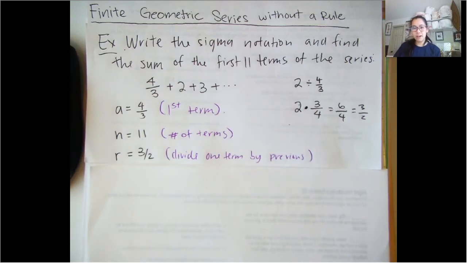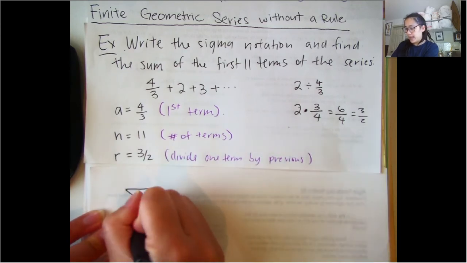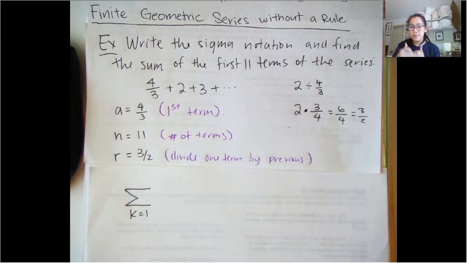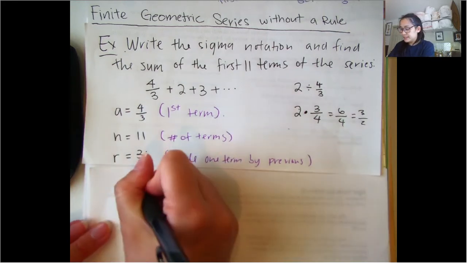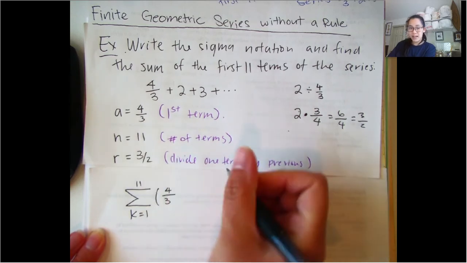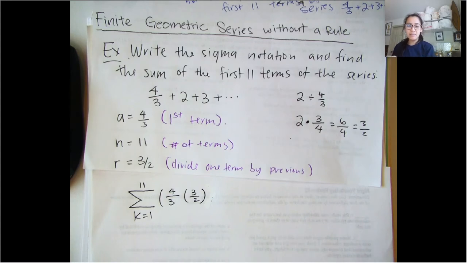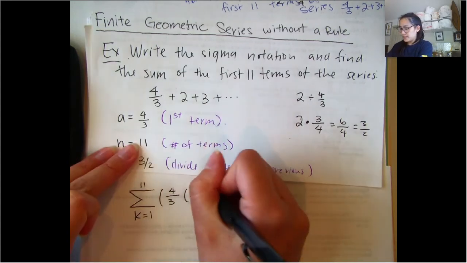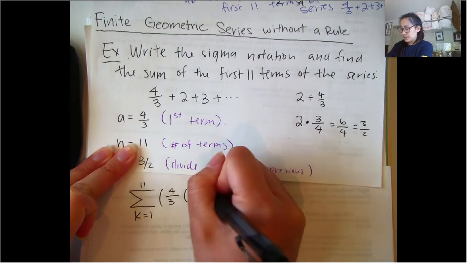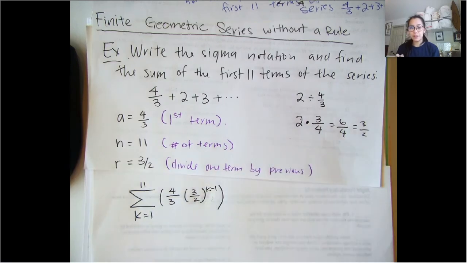Okay, so let's go ahead and write it in sigma notation. Using the format of what we were told before, we do sigma, and then k equals 1. So we start at 1 up until 11 because n is 11. And then A, so 4/3, times R, which is 3 halves, to the n minus 1 or k minus 1 power. In this case, we used k, so it'll be to the k minus 1 power. And that's our sigma notation.